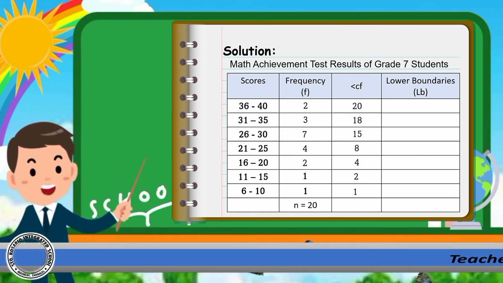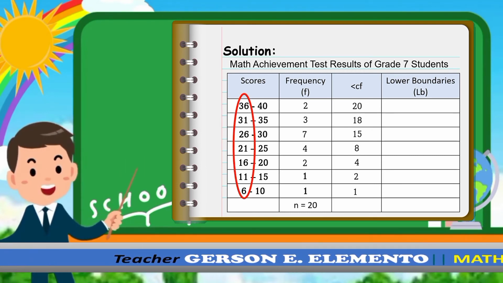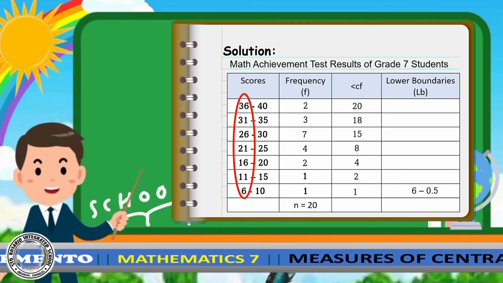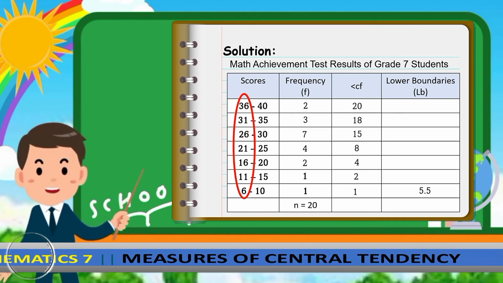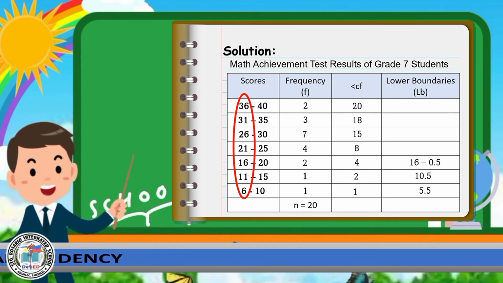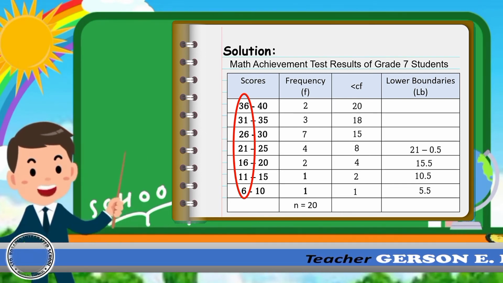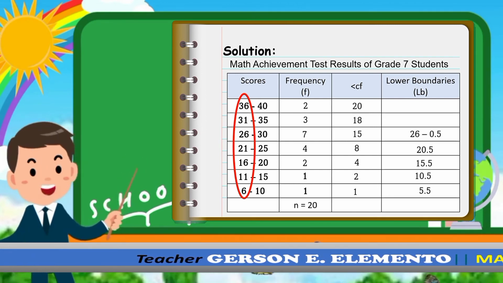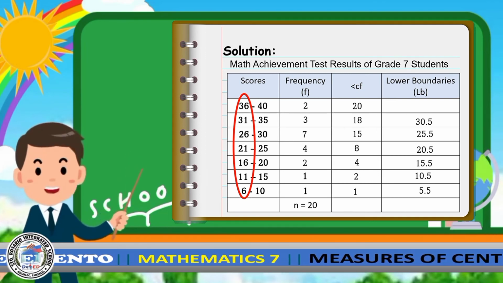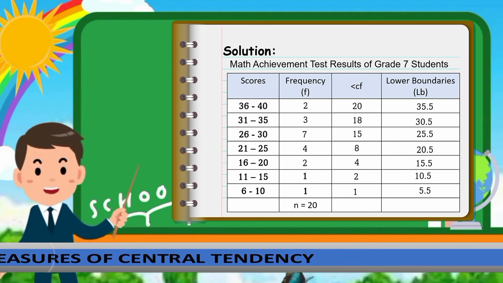To find the lower boundaries of each class, we will focus on the lower scores of each class and subtract 0.5 each. We start from the bottom. 6 minus 0.5, we have 5.5. 11 minus 0.5, we have 10.5. 16 minus 0.5 equals 15.5. 21 minus 0.5 is 20.5. 26 minus 0.5 is 25.5. 31 minus 0.5 is 30.5, and 36 minus 0.5 is 35.5.